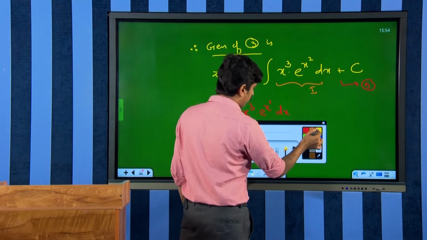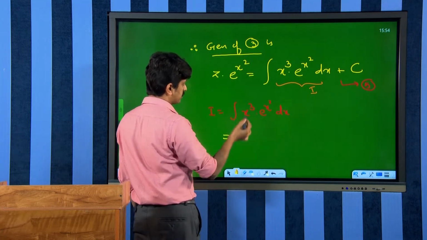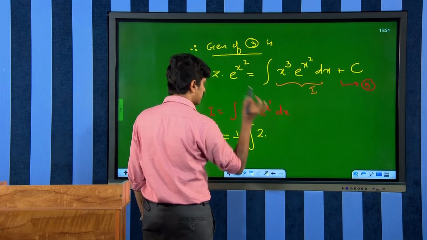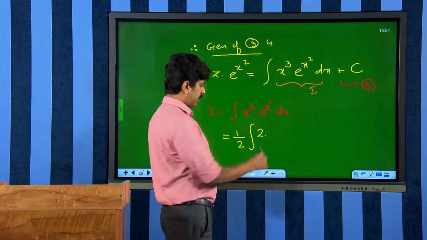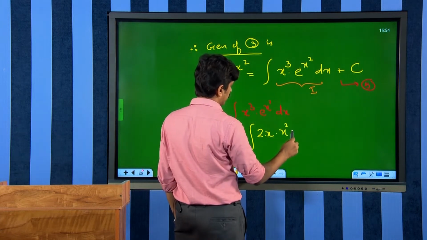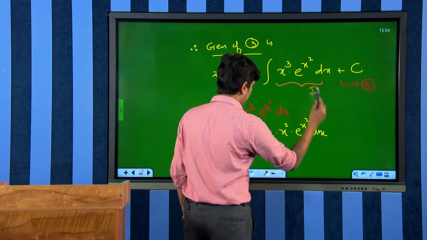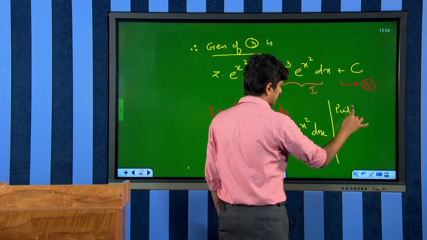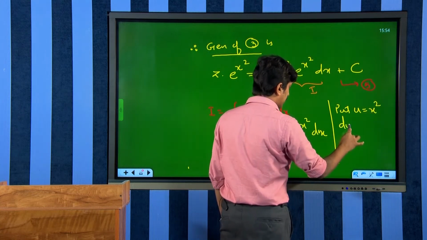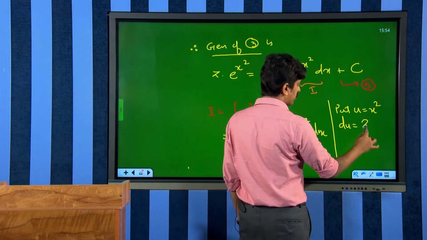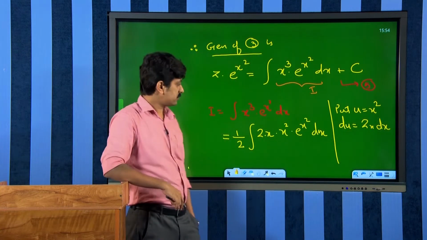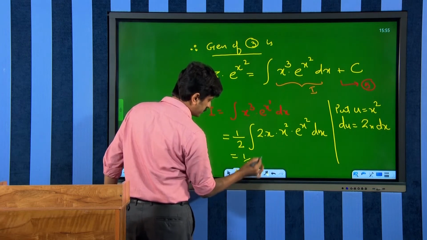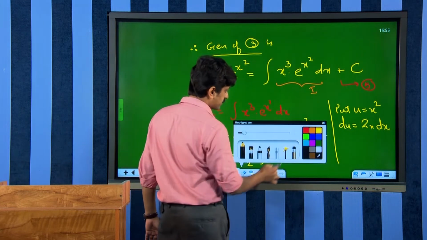Before evaluating this integral, I just put 1 by 2 here, and for compensating that 1 by 2, I put 2 here. Okay, fine. I would like to rewrite x cubed as x into x squared, into e raised to x squared dx. To solve this integral, I put u is equal to x squared, du is equal to 2x dx. So, we can rewrite this as 1 by 2 outside, integral of this 2x dx.